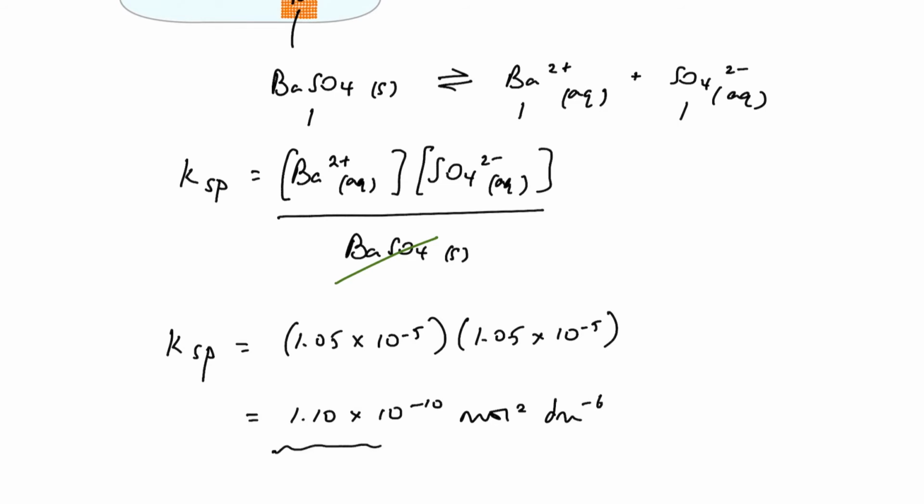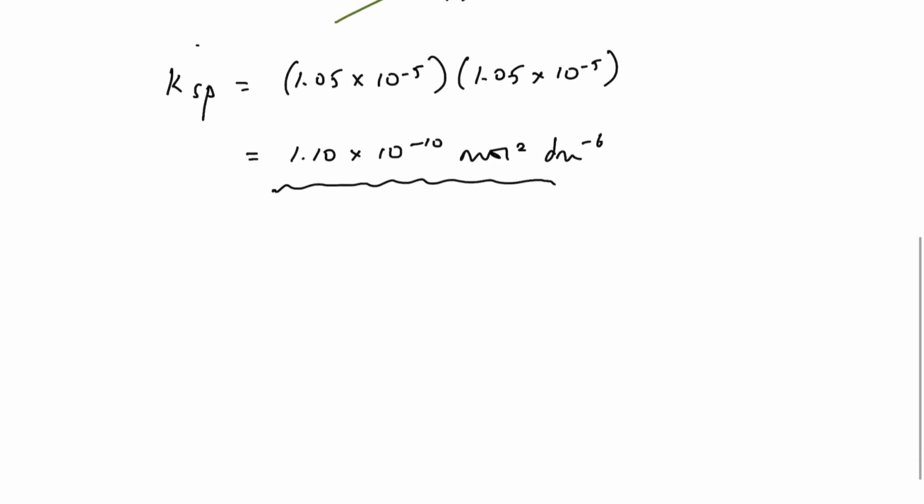So the solubility product of barium sulfate is very, very small, and the numbers are always going to be very, very small because we're always dealing with sparingly soluble salts. So what does this number tell us? What does the solubility product for a sparingly soluble salt tell us?